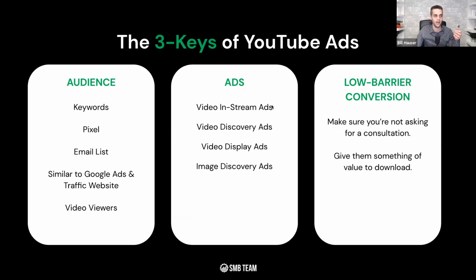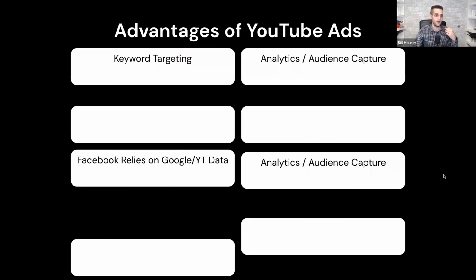There's 4 types of ads on YouTube: video in-stream, video discovery, display, and image discovery. Okay, these are the 4 most popular. You also need, I'll show you these in a second, a low barrier conversion point, meaning you don't want to ask for free consultations on YouTube. Instead, you want to give something of value, like, hey, download my free book, register for my free training, etc., because you're interrupting someone. Let's talk about this very quickly.